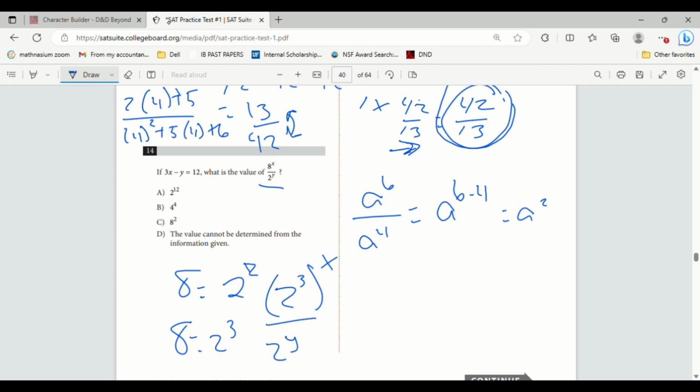And now this is a power of a power, so since it's 2 cubed to the power of x, we'll be multiplying the powers. So 2 to the 3x divided by 2 to the y. We saw up above that it is 2 to the 3x minus y, and luckily we were given what 3x minus y equals, and that's 12. So all of this equals 2 to the 12. And so 14 is A.